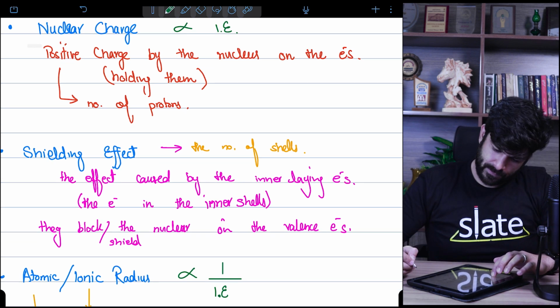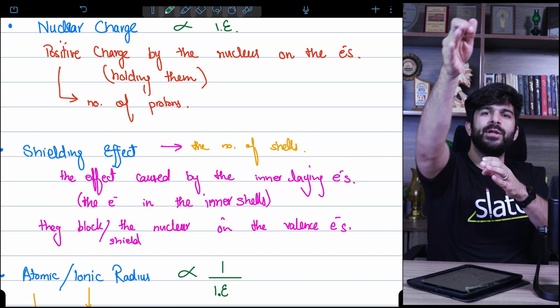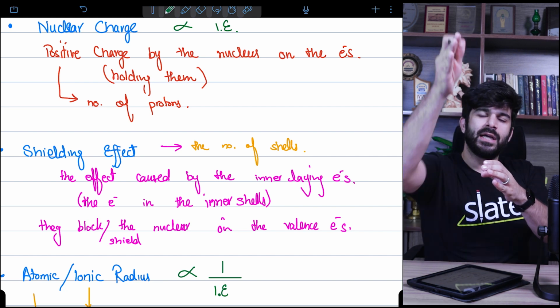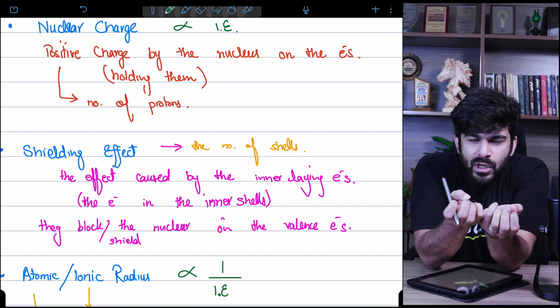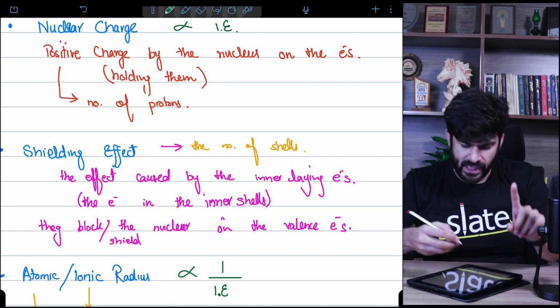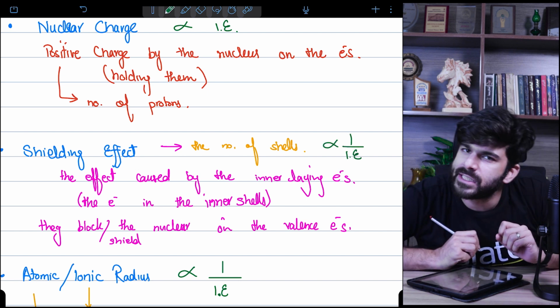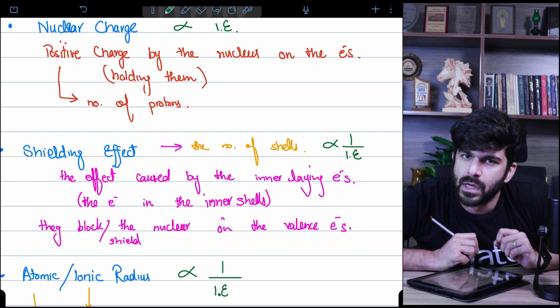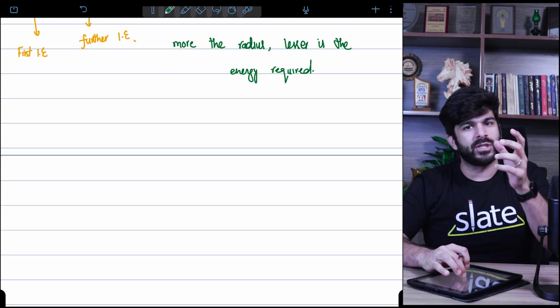Shielding effect. The more the shielding, the less the nuclear charge going towards the outermost electron, and they are less bound with the nucleus. So it's easier to remove the electron. So the more the shielding, the lesser the ionization energy.